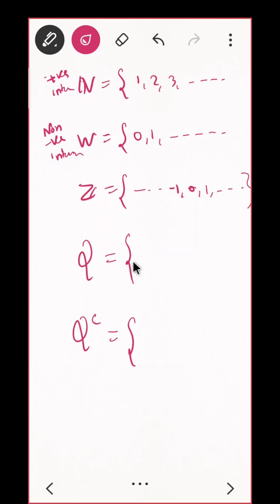Correct. What is Q? Rational. Any number of the form p by q where the condition is q must not be 0 and p and q belong to integers, or you can say only p belongs to integers, q belongs to natural numbers also. That is also okay. What about irrational?